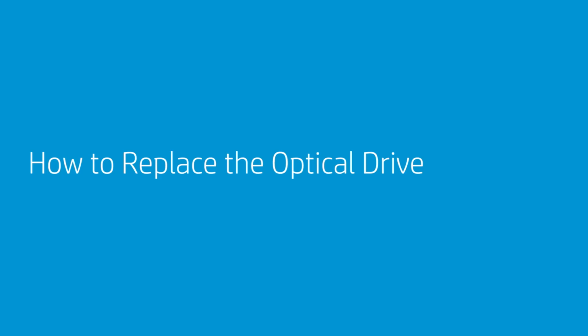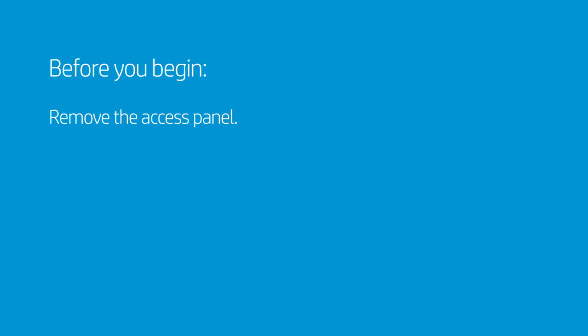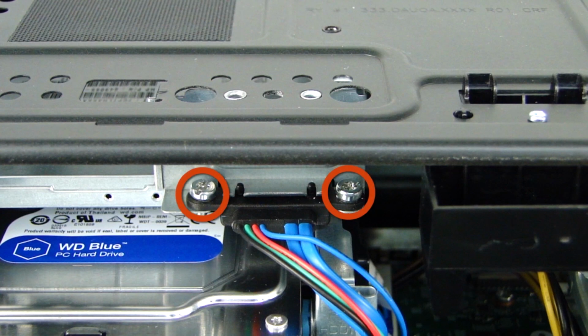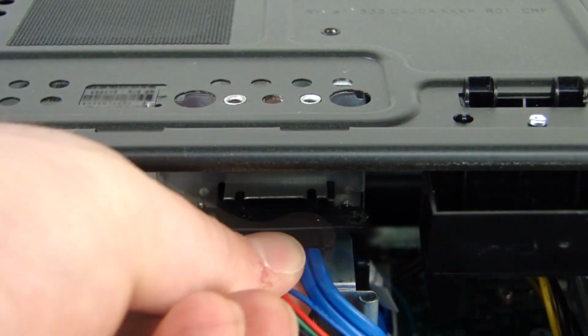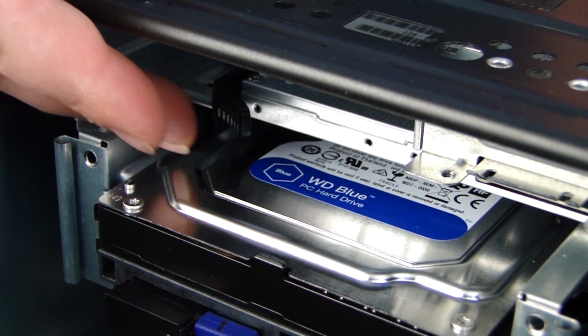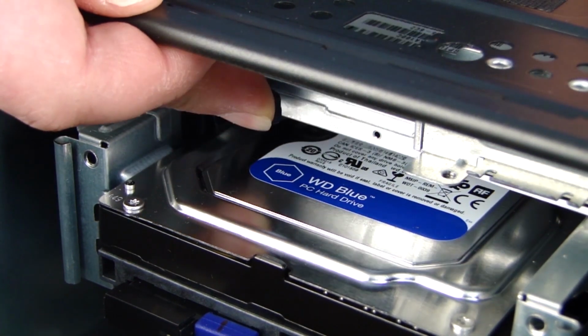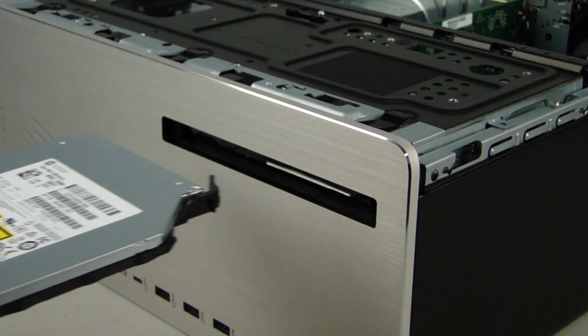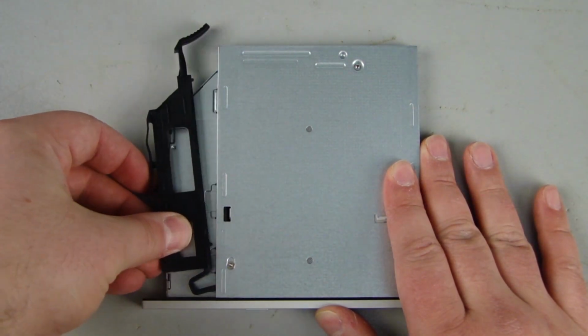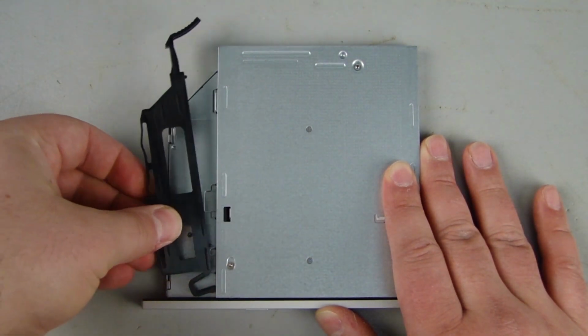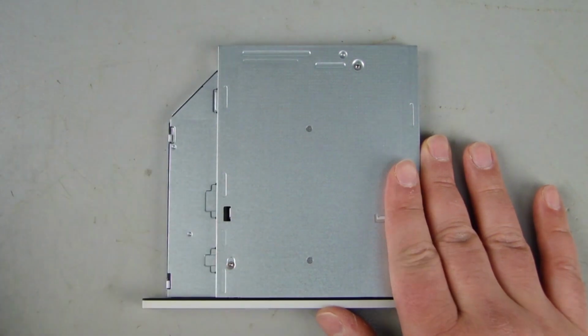How to replace the optical drive. Before you begin, remove the access panel. Removal. Remove the two Torx T15 screws securing the cables to the optical drive and I/O frame. Disconnect the cables from the optical drive. Press on the drive release latch at the rear of the drive and slide the drive out the front of the unit. Note: if you're installing a new optical drive, remove the drive release latch from the optical drive and set it aside for later replacement.